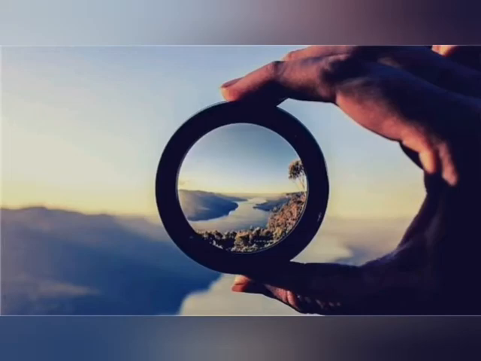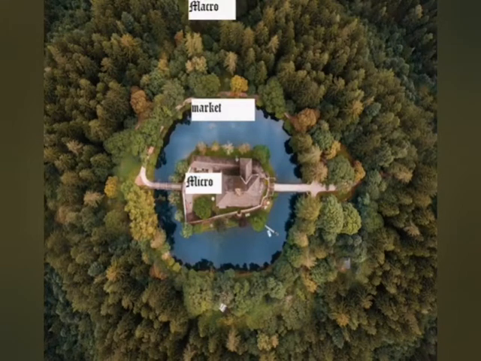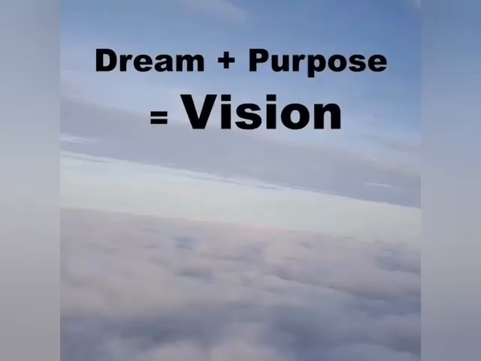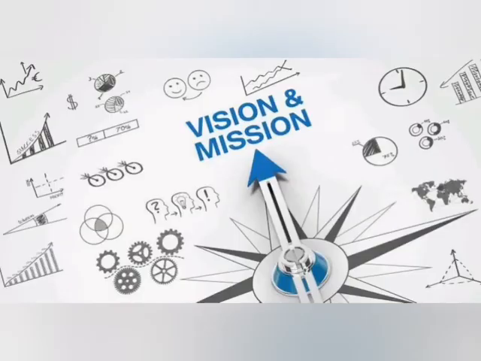So from that little analogy, we can say that the micro environment has an internal environment. In the kingdom, or in the castle, the king has full control over what happens in the business, and the king will have a vision for his kingdom. He will create a mission and a purpose, and the business has a specific function. So what is a vision and a mission statement? Those are the first two components that we'll look at in the micro environment.